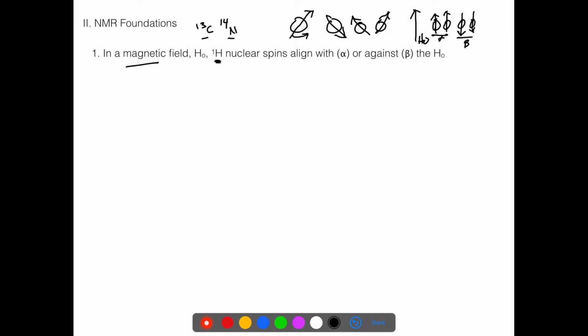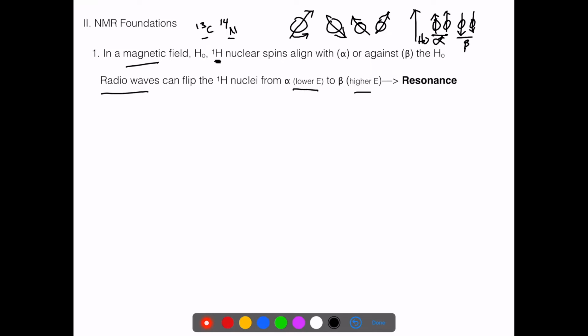And by the way, if it's alpha and it's lined up with a magnetic field, that's of lower energy. So the beta is a little bit higher in energy, so we'd actually have to give energy to the alpha ones to get them into that beta position. And how do we do that? Well, radio waves can flip the hydrogen from the alpha, lower energy, to the beta, higher energy.